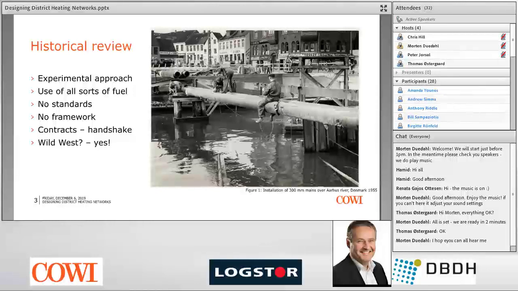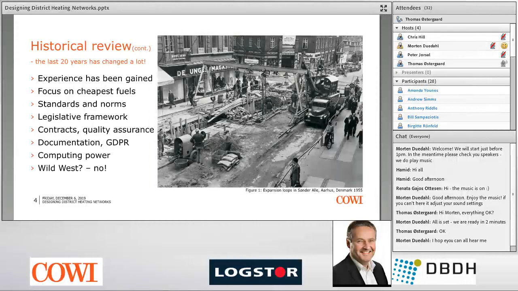A short historical review. When looking at the historical beginning of the district heating networks, district heating was clearly a playground, as you can see, for all kinds of experimental entrepreneurs. It was what we could call a Wild West. There were no contracts, no standards, no framework, etc. But as you know, things have changed very much during the last 20 years. A lot of experience has been gained, and district heating has entered into a more controlled and stable environment. We have a lot more knowledge available. So I could mention we have a lot of standards, norms, some legislative frameworks which differs from country to country, contracts, quality assurance, documentation, and so on. So Wild West, it's not Wild West any longer, it's a controlled environment, I would say.